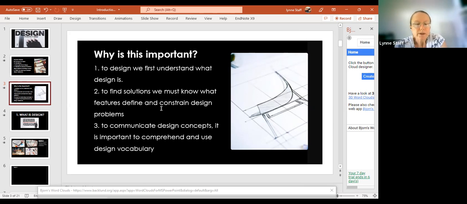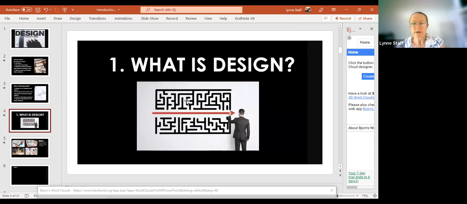And then thirdly, in order to communicate design concepts, it's important to comprehend and use design vocabulary. So in today's lesson, we're going to start a glossary of design terms, and we will add to that as the unit goes on. Okay, let's jump straight in to discovering what is design.